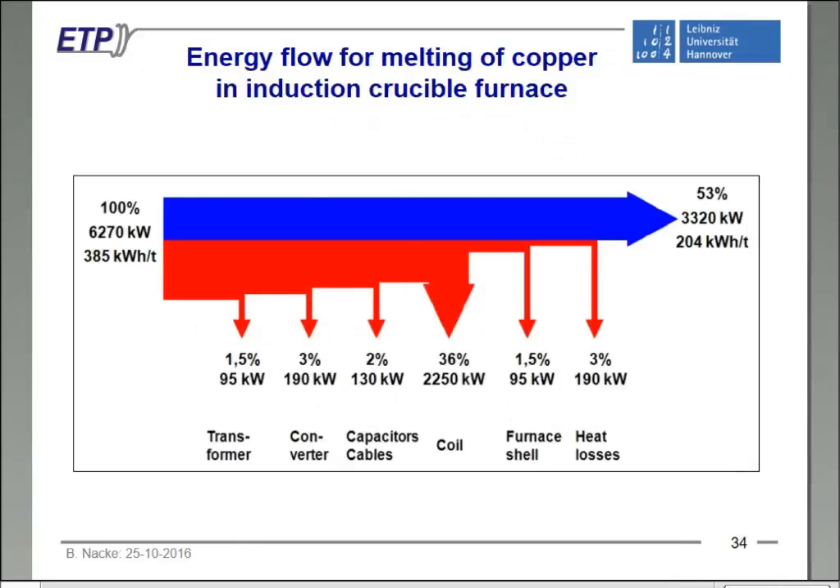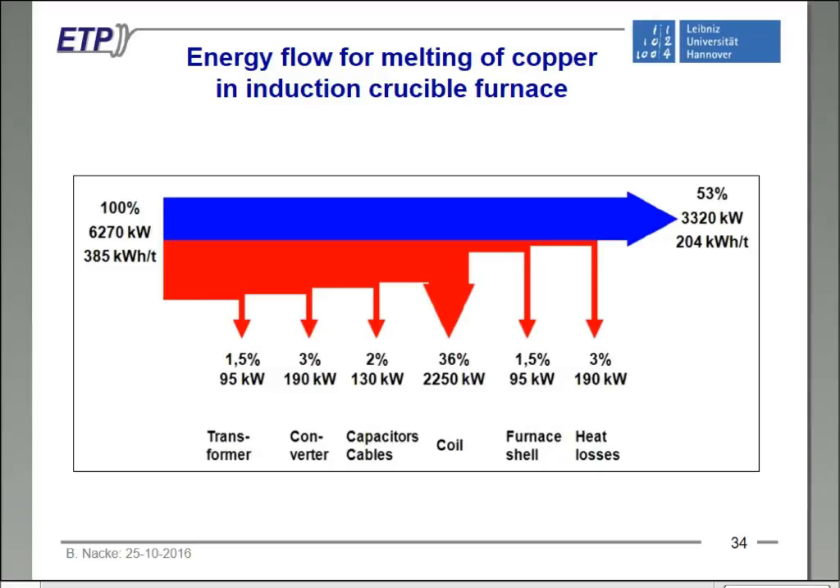So if we look at the energy flow diagram for melting of copper, we see the big losses here in the coil, 36%. So in total we reach, according to this flow diagram, roughly only 53% efficiency.